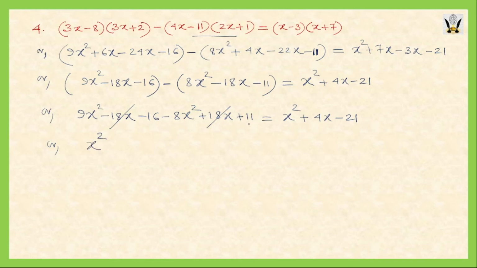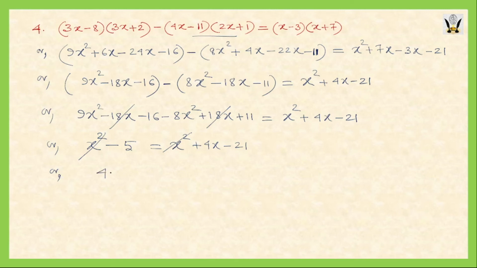Minus 16 and plus 11 will be minus 5. So that much will remain on the left side of that equation, and on the right side it will be x square plus 4x minus 21. Again, since the x square values and signs are the same, they will cancel each other. That means in the modified or final equation there will be no x square term. The highest power of the variable x will be 1, so this is a linear equation.